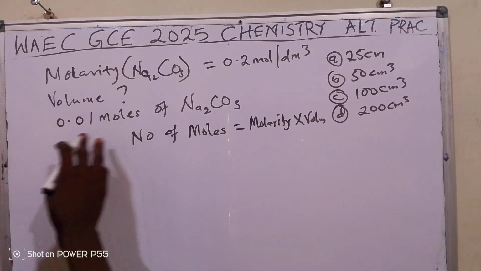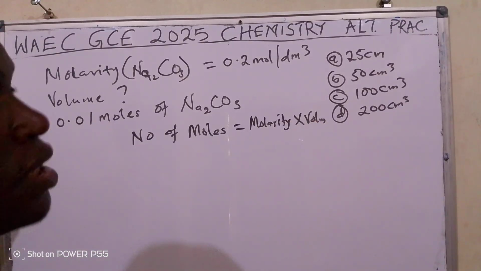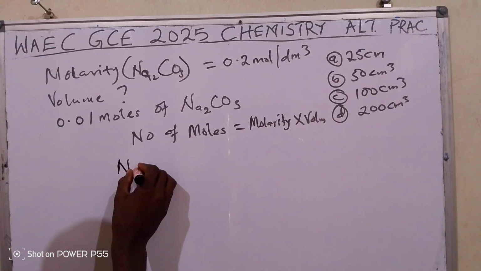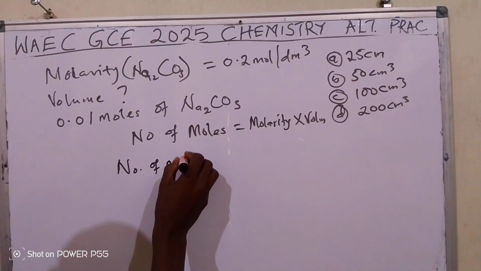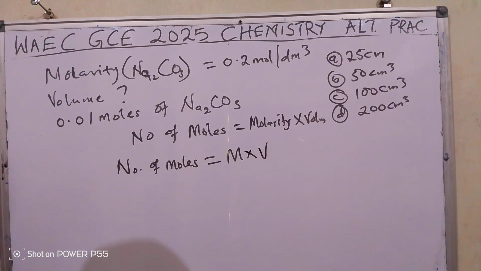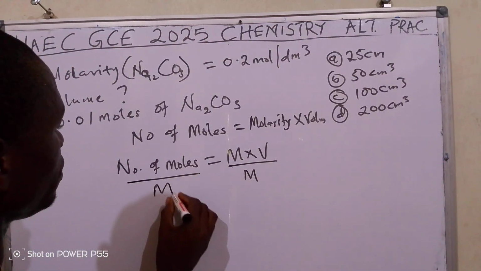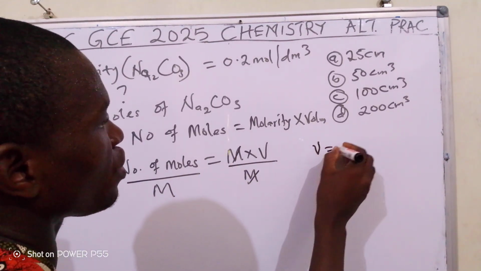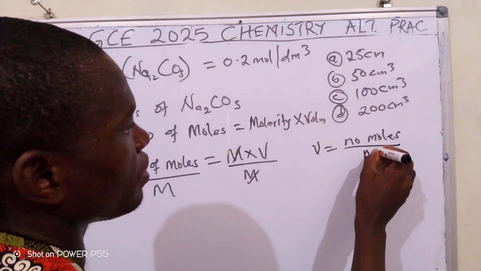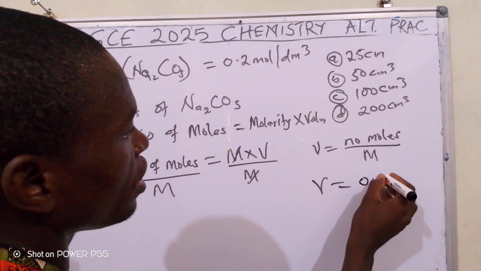If this is the formula, remember we are given number of moles, we are given the concentration, which is the molarity, so we can find volume easily, isn't it? Number of moles is equal to molarity times volume. We are looking for volume, so let's divide both sides by molarity. Molarity cancels molarity, so volume is equal to number of moles all over molarity.